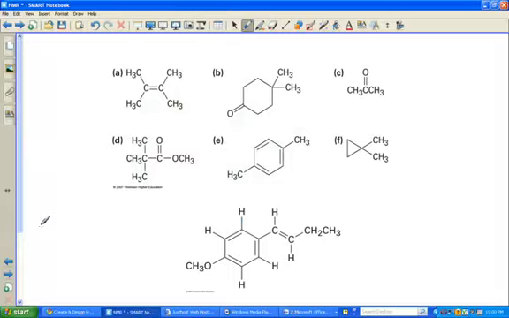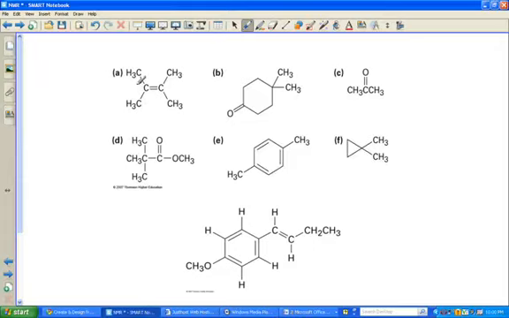Now, one of the things I said we were going to look at was the ability to tell how many different types of hydrogens and carbons you have in a molecule. So let's just look at molecule A here. One of the key things you want to make sure you understand when you're looking at this is the concept of symmetry. If a molecule has symmetry, then you're going to find a lot of the atoms are the same. So you want to look for planes of symmetry, because that's seriously going to cut down on the number of different types of atoms you have.